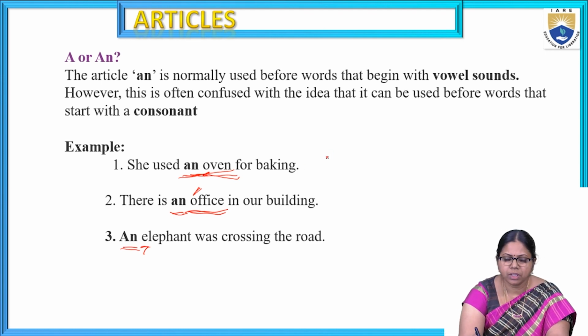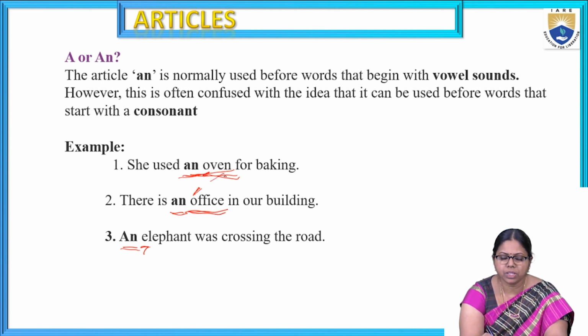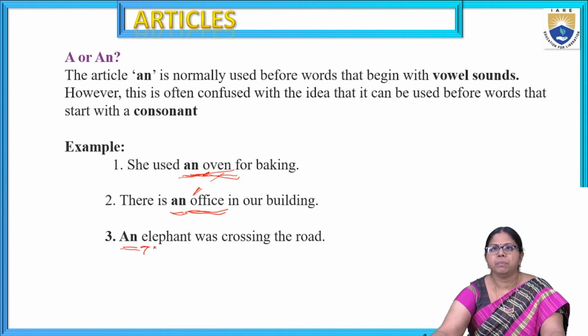So if you observe the three examples, in general, the nouns are general. An oven, we are not particular about the oven, just an oven. An office, we are not particular about the office. It may be a government office, a private organization, or any other office, an insurance office, for example. So we are not particular. In situations where we are not definite, we use the articles a and an. An elephant was crossing the road. So this is a basic rule.